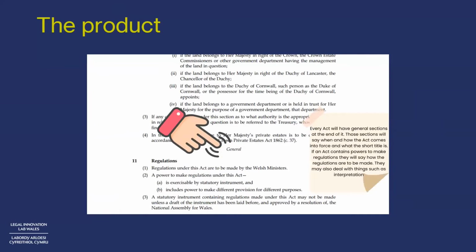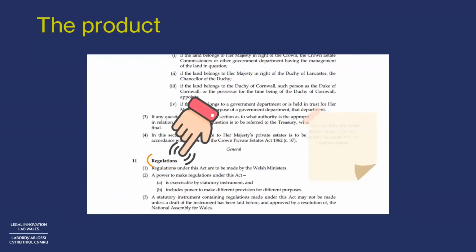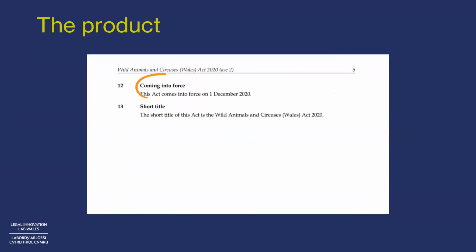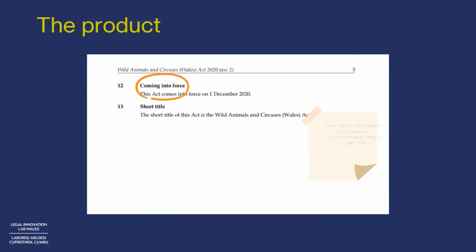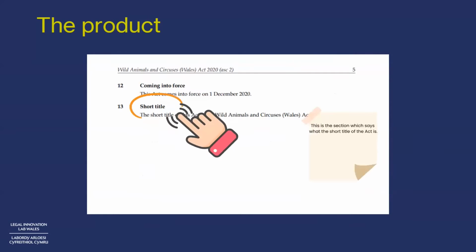Every Act will have general sections at the end of it. Those sections will say when and how the Act comes into force and what the short title is. If an Act contains powers to make regulations, they will say how the regulations are to be made. They may also deal with things such as interpretation. So we can see here some details about how the regulations under this Act must be made. Here we can see that this Act comes into force at the beginning of December 2020. This is the section which says what the short title of the Act is.